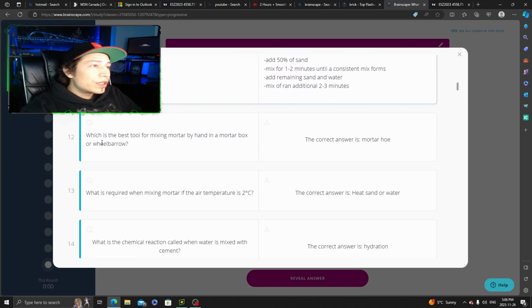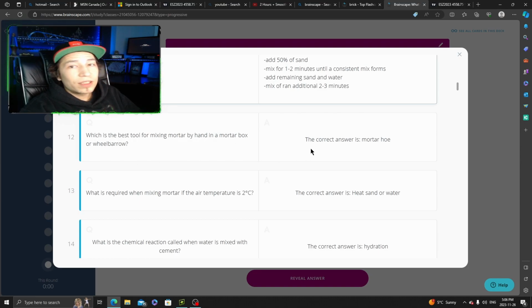Okay. Which is the best tool for mixing mortar by hand in a mortar box or wheelbarrow? The correct answer, it got me. I was doing so good. A mortar hoe. Damn, that's one dirty hoe. A mortar hoe. That's pretty low. Not the only thing worse than being a hoe is being a mortar hoe.